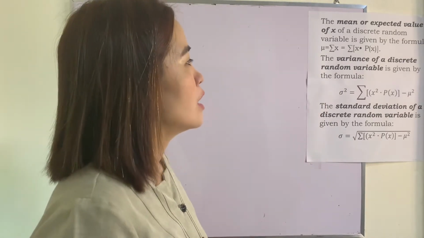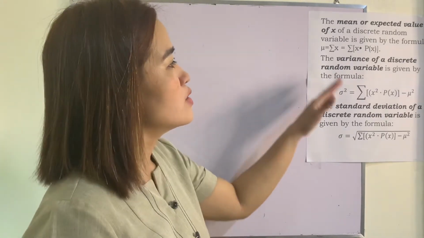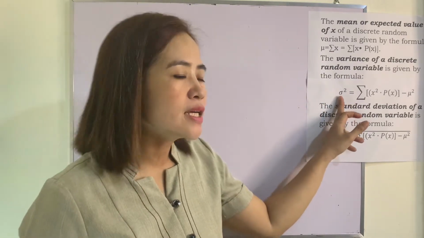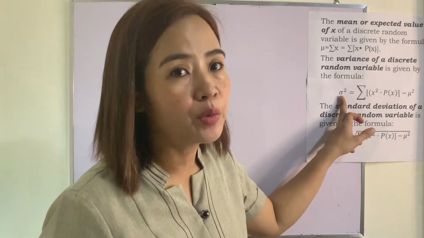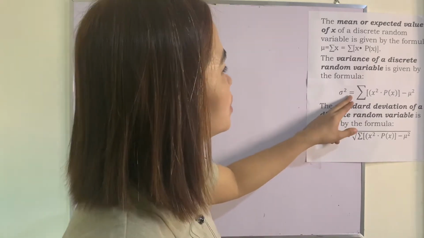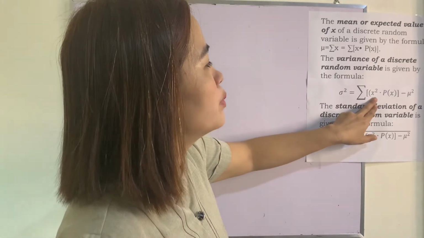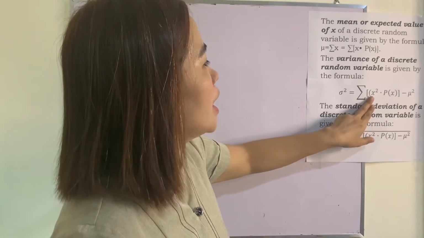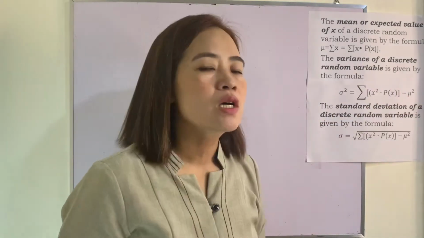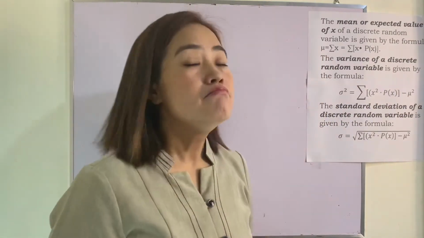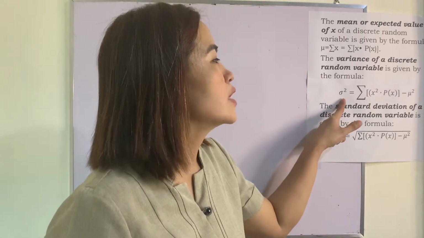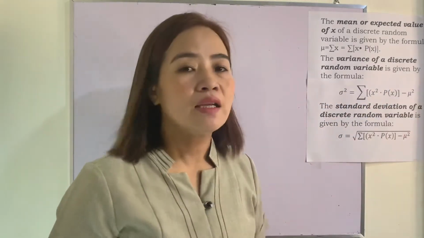Now, what about the variance? The variance of a discrete random variable is given by this formula. This one is another Greek letter which is sigma. This is read as sigma squared, equal to the summation of x squared times the probability of the random variable, minus the mean squared. And for the standard deviation, you just get the square root of this. That is already the standard deviation.